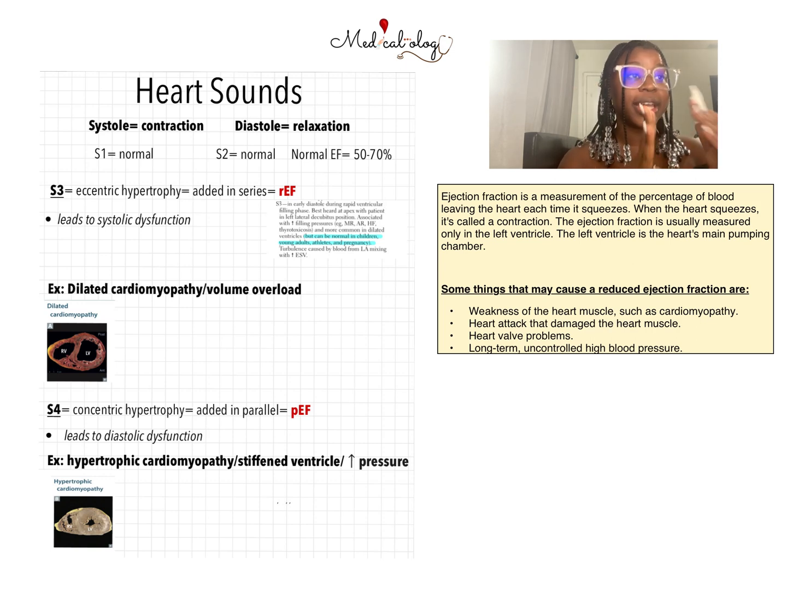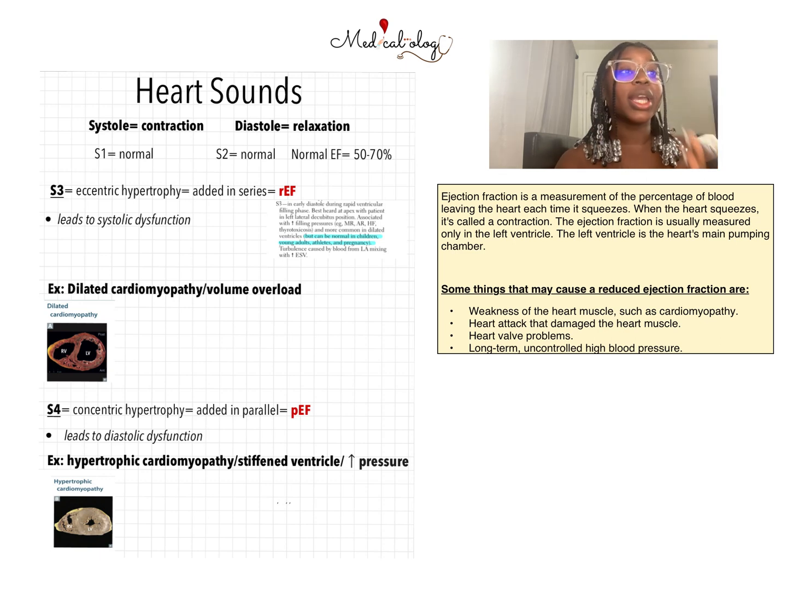So let me give you guys a hint. If they have a patient coming in, a 25-year-old female, she's pregnant, and they're telling you that she has an S3 sound, and they're asking you, is this patient's heart eccentric hypertrophy, concentric hypertrophy, a normal heart, a reduced ejection fraction? What do you think the answer is going to be? It's going to be normal.